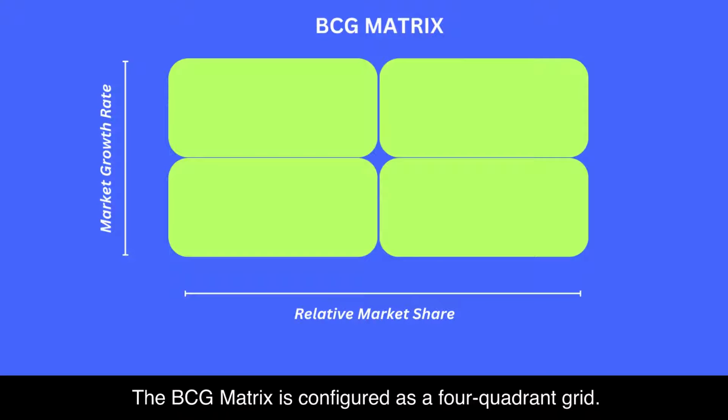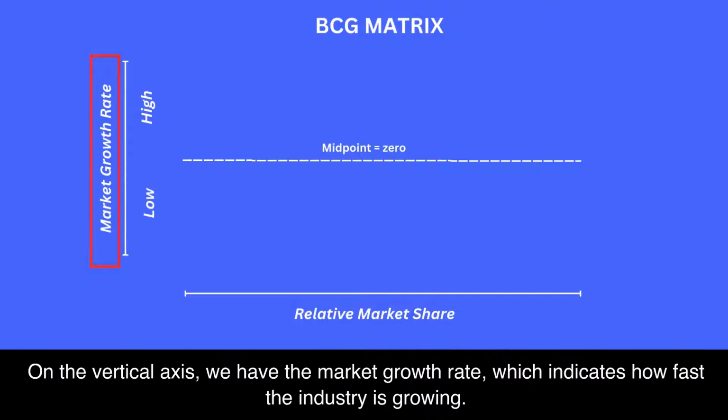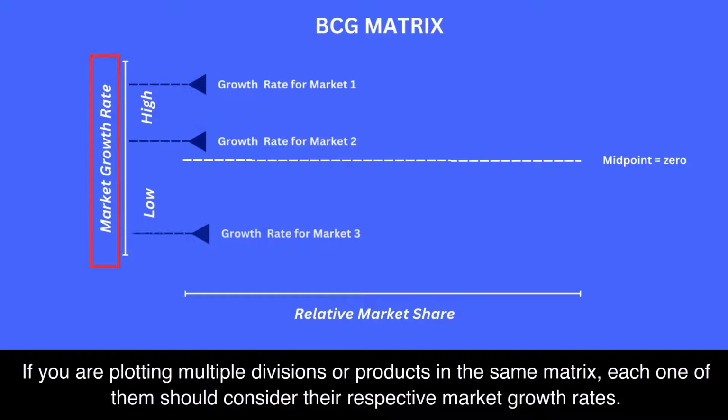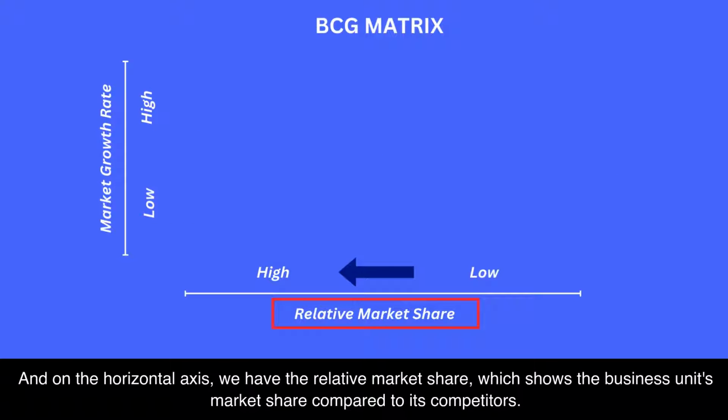The BCG Matrix is configured as a 4-quadrant grid. On the vertical axis, we have the market growth rate, which indicates how fast the industry is growing. If you are plotting multiple divisions or products in the same matrix, each one of them should consider their respective market growth rates. And on the horizontal axis, we have the relative market share, which shows the business unit's market share compared to its competitors.